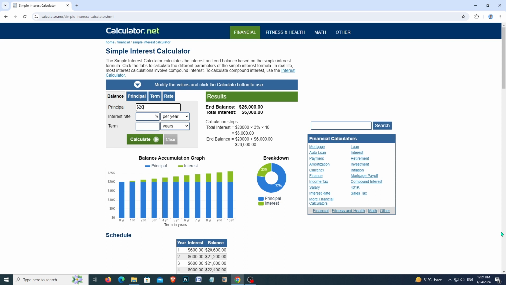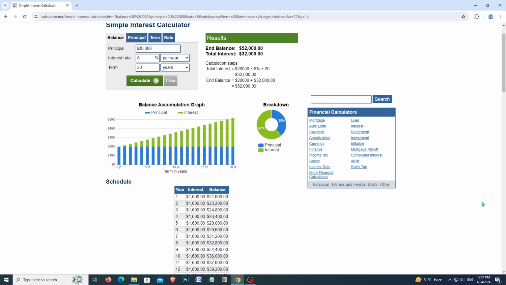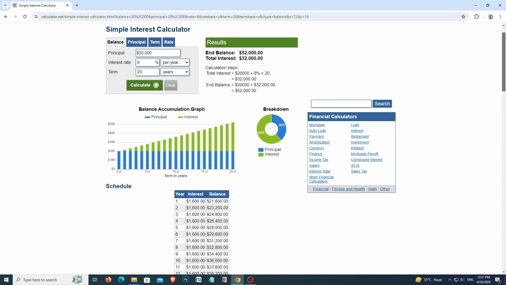Now principal amount $20,000, interest rate 8% per year, term 20 years. Now the total amount including $32,000 interest equals $52,000, which is $46,536.06 less than the total compounding balance, which is $98,536.06.